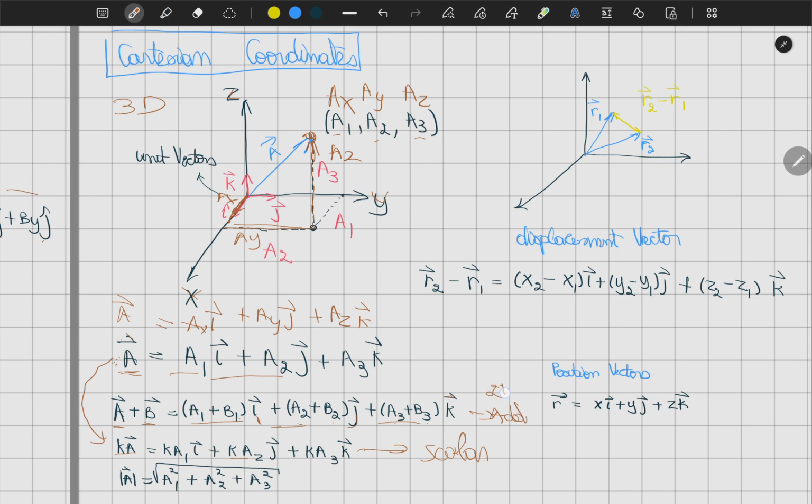Okay, this one was just to show you the addition of two vectors, and then this is how you represent the magnitude. If you have to find the magnitude of this equation, this is how you're going to find it. The resultant inside will be A1 squared, which is AX, A2 squared, which is AY, A3 squared, to the power of 2, which is AZ. So this is how you find your magnitude.